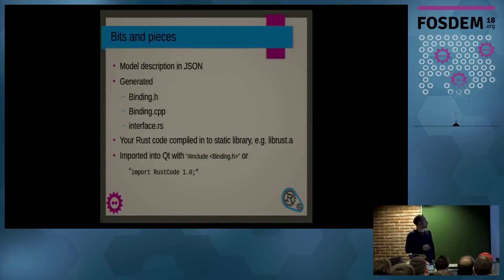Okay, so how is it going to work? We write a model description in JSON, and then the tool will generate a binding.h and a binding.cpp file, which we use in our C++ code, and an interface.rs, which will contain a Rust trait which you have to implement. And then you compile your Rust code into a static library, which you link to your C++ application. And you either import it with binding.h, or if you're using QML, with import Rust code.